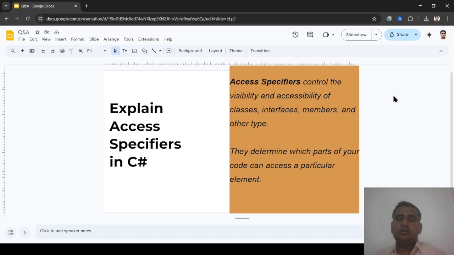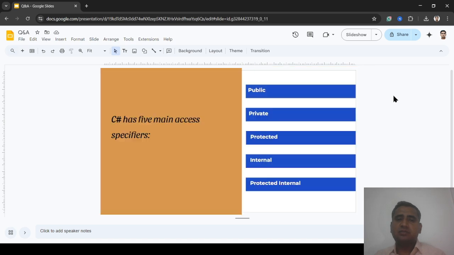So in short, there are 5 access specifiers in C Sharp, and they are public, private, protected, internal, and protected internal. Let's discuss all these access specifiers one by one. The first is public.